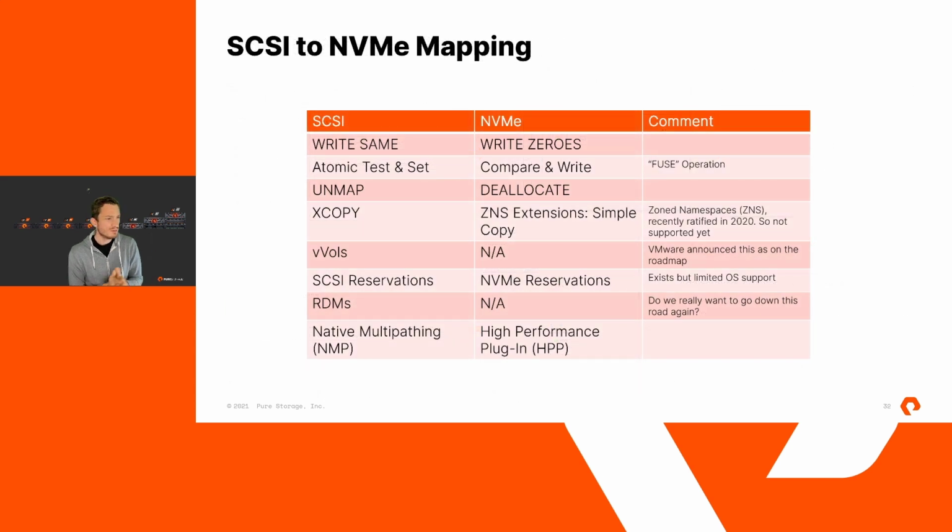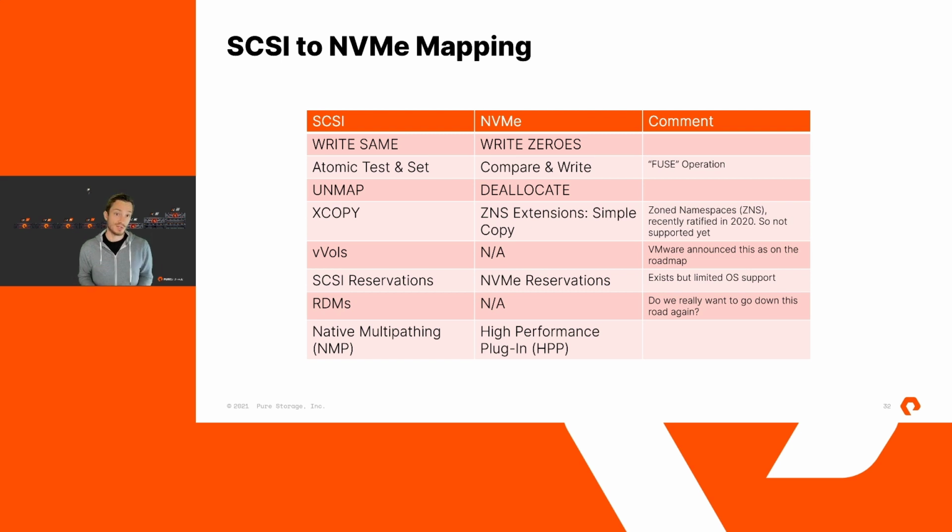All right, there are some minor things I want to talk about here too, what's supported and what's not. Most of VAAI is supported. The one thing that's notably missing right now is XCOPY. So that offloaded copy of VMs from one datastore to another or internally to another one does not exist today. Just last year, the NVMe committee added what's called ZNS, Zoned Namespaces extensions, with Simple Copy. This is the XCOPY equivalent with NVMe. So it's very new. It's not yet supported by VMware.